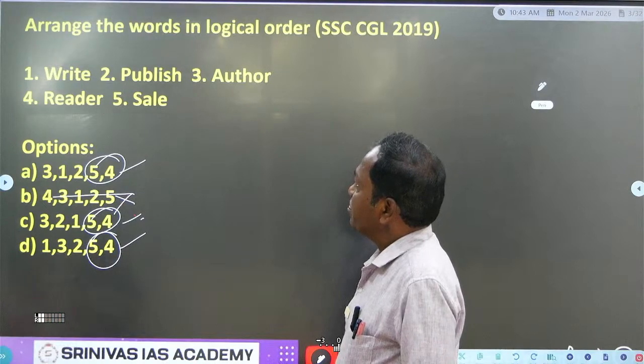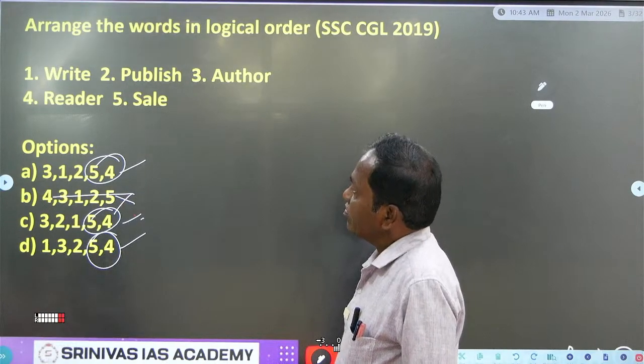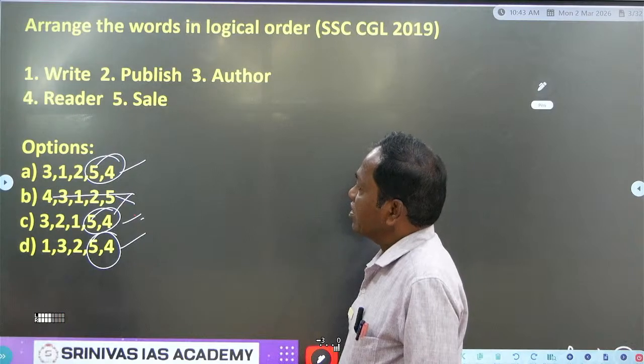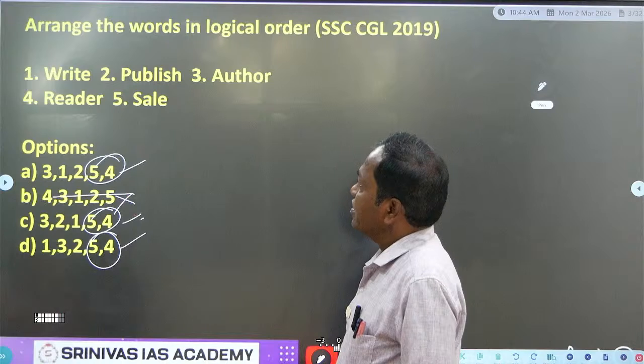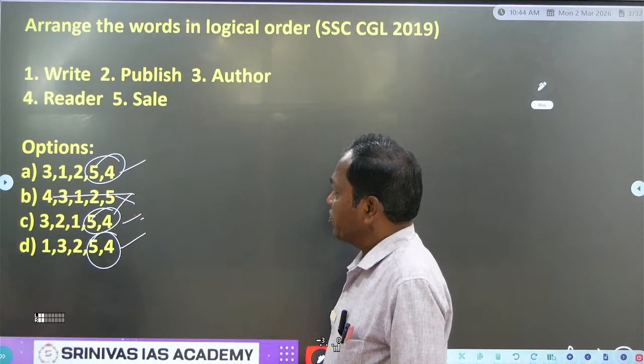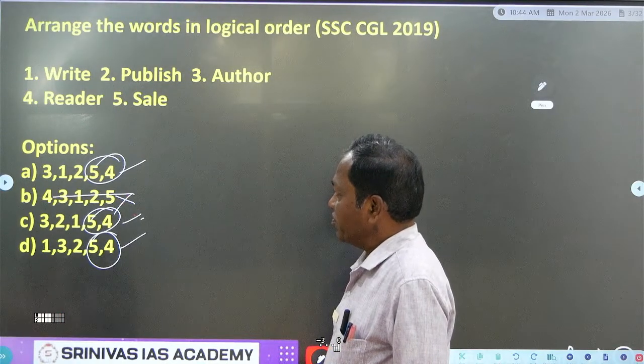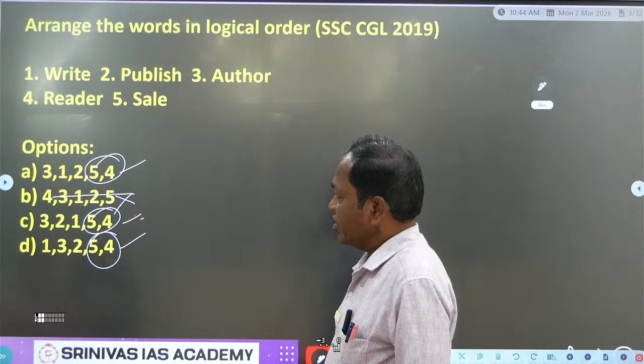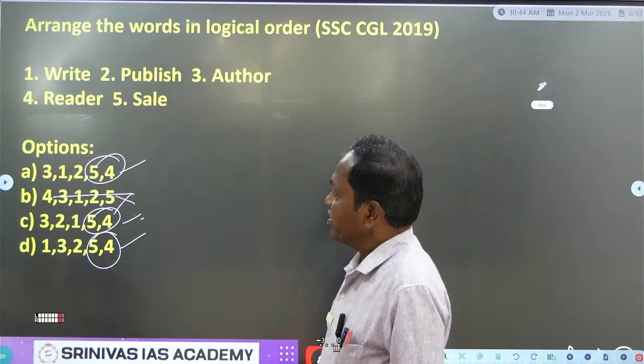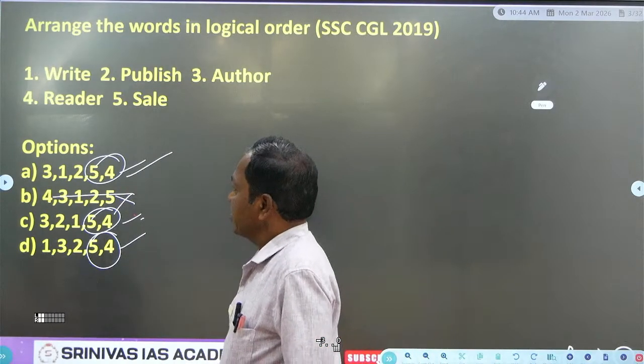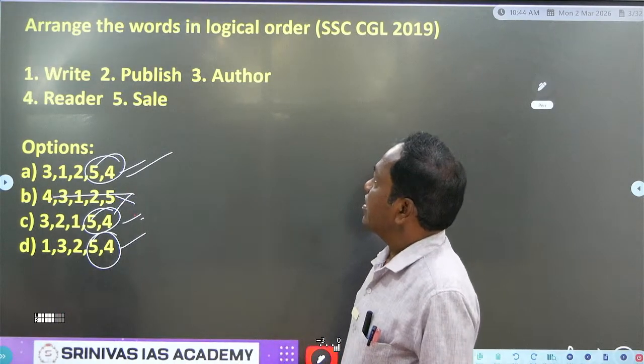Now you can write, publish, author. What happens? First the author will write, then it goes to the publisher. So 3, 1, 2. We don't see 3, 1, 2 as an option. Option A, 3, 1, 2 is right. First one, the author writes.